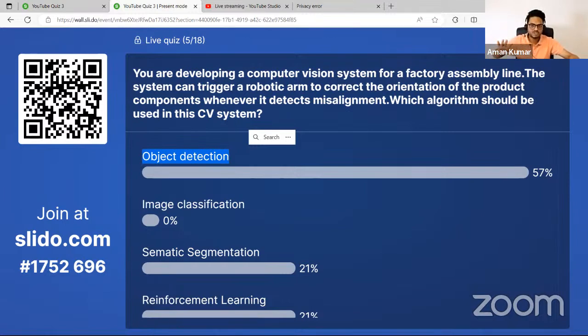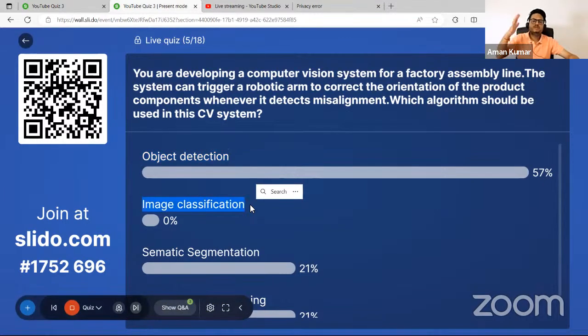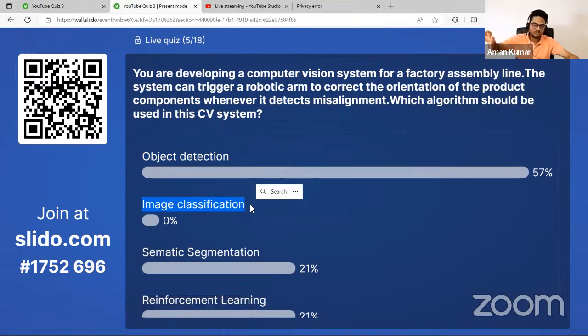That is object detection. Image classification will tell you whether this image is a cat image, dog image, car image, these kinds of things. So understand the difference. There is a very small difference. Object detection finds all the objects in a given image. Image classification, you give one image and it tells you what this image is.